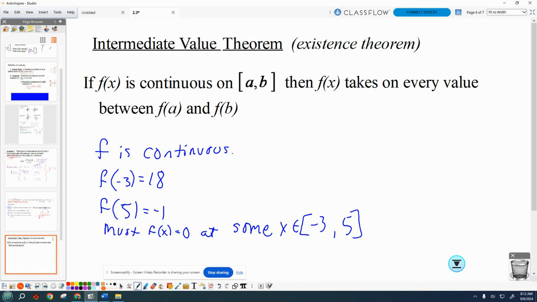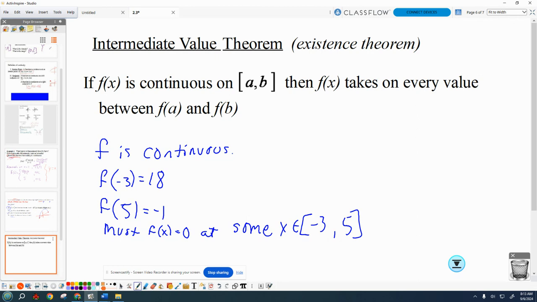So they'll ask you stuff in various ways, but, if I tell you the function's continuous, f of -3 is 18, and f of 5 is -1, does the function have to hit 0 somewhere between -3 and 5? Yeah. I've seen multiple choice questions that they ask this in ways that you need to actually do some calculations to see, wait, it changed sign from here to there, because it changed sign, it had to hit 0. And the reason is intermediate value theorem.